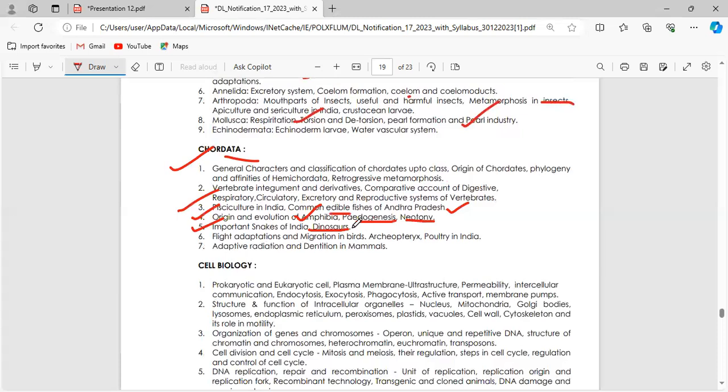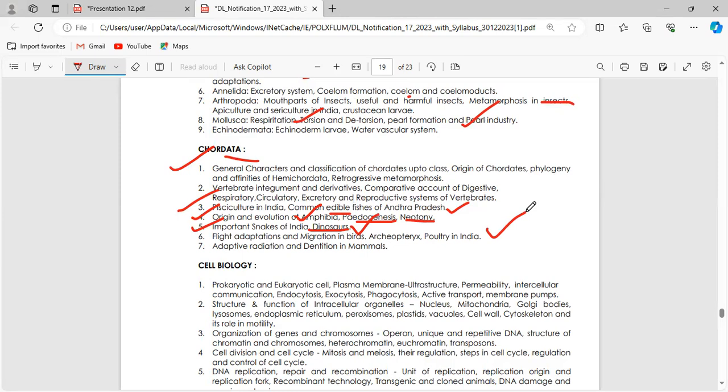Everything will be important. And when it comes to the dinosaurs, I'm going to explain some of the evolutionary history about the dinosaurs. Next, they have given the flight adaptations and migration in birds. With respect to birds, they have come under the eighth category.